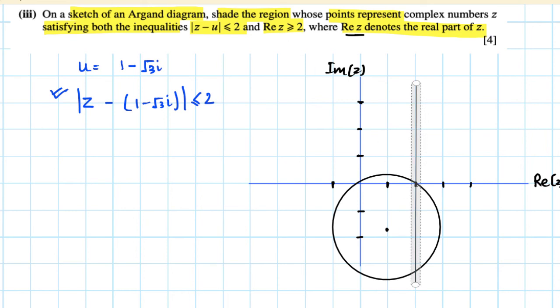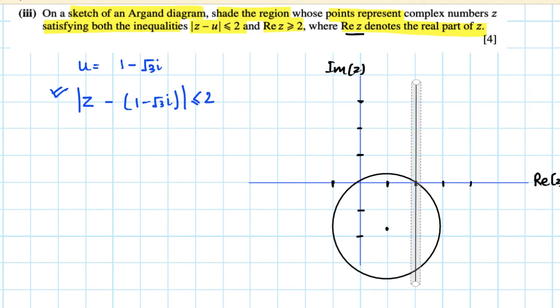Now the question is the real part of z. Now the first inequality represents less than, meaning the area inside the circle, and this represents that the real part of z is greater than 2. Only this line represents that the real part of z is equal to 2. So over here it will represent that the real part of z is greater than 2. So we are going to shade this area. This represents the required region.